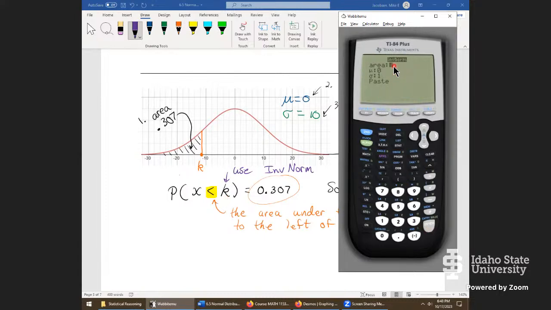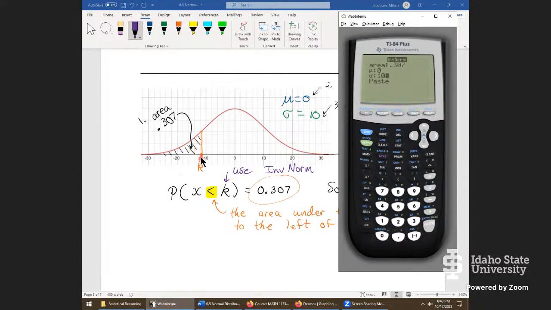And the first thing it's asking is, what is your area? I'm going to make a big deal out of this every time we do it, but we're kind of shy on time at the moment. The big deal is we're always talking about area to the left, regardless of what's happening in the question. Even if this was a greater than sign, I would still have to find this area to the left and plug it in right here. So 0.307 goes into that location, then change our parameter values. Mu has to be 0, sigma has to be 10, and we should get this value of K right here.